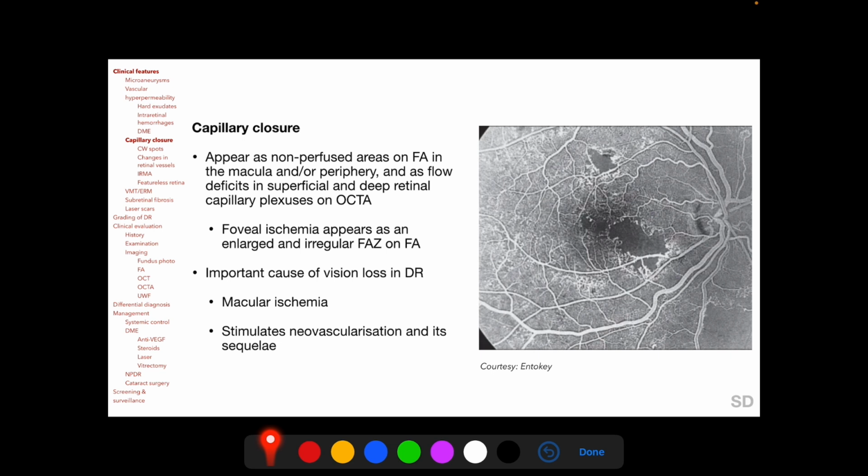fluorescein angiogram. Capillary closure is an important cause of vision loss in diabetic retinopathy, and this is very important to remember. It causes vision loss both by causing macular ischemia and by stimulating neovascularization and its sequelae, which we will be discussing in the session on proliferative diabetic retinopathy.